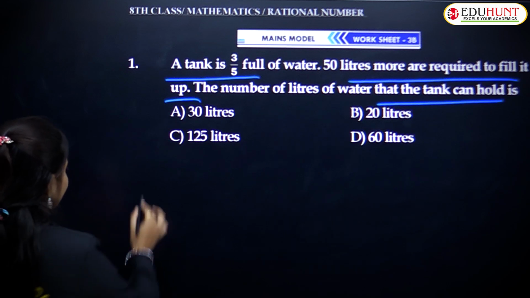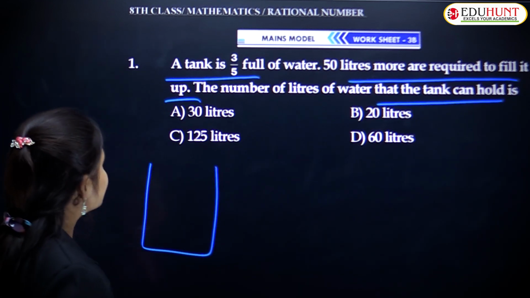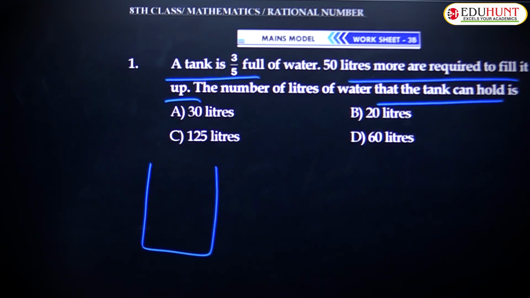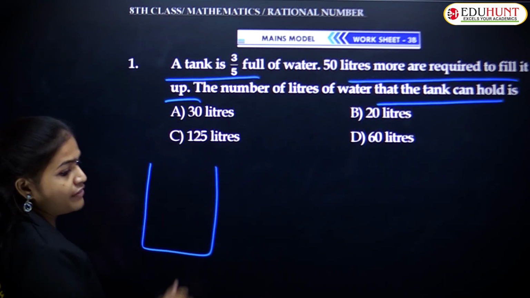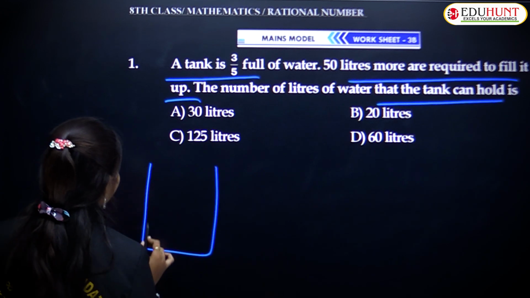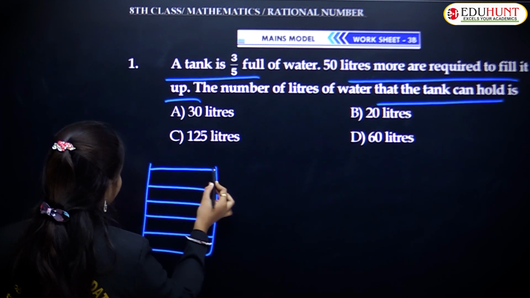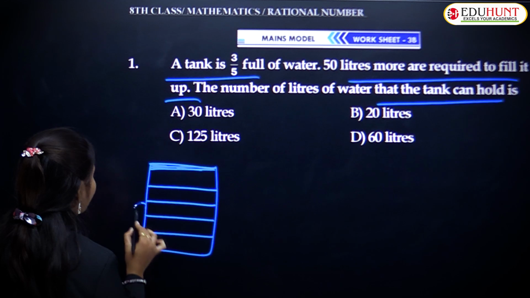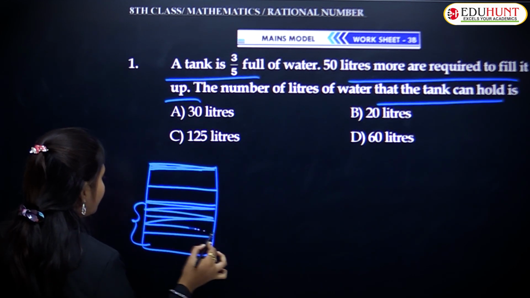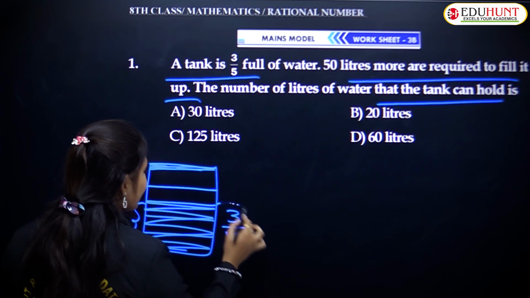Okay, so here they are saying that one tank is there. So that is totally 5 parts. So children, see here, one tank is there, totally divided into 5 parts. Okay, so the total tank is divided in 5 parts. So 3 parts are filled. Okay, so 3/5 part of that tank is filled here.